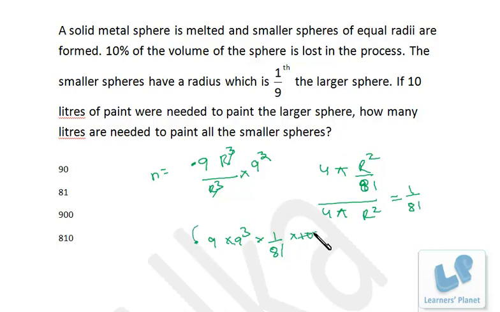So that's pretty simple. 9 raised to 4 by 81, that's 9 raised to 2, that's 81, right? So 81 will be the correct choice. That means 81 liters of paint is required to paint all these smaller spheres. Okay? I hope you are getting me.